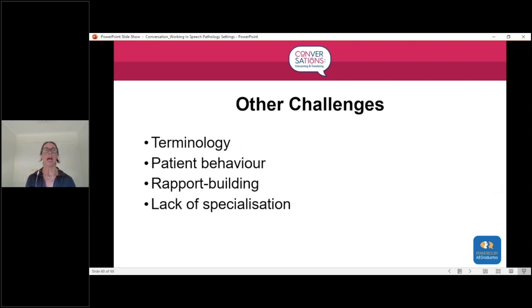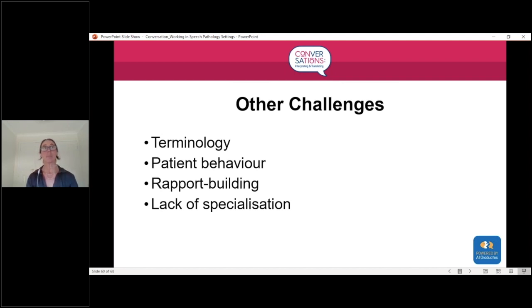Other challenges, and these are challenges that are not necessarily specific to speech pathology, but they definitely can arise. We've talked about terminology and the importance of preparing the equivalents in your LOTE for some of the key terms that come up in speech pathology settings. Patient behaviour can be another really big challenge for interpreters, because often you're dealing with either very young children who may have behavioural issues, or older populations who may have conditions like dementia and where behaviour is an issue.